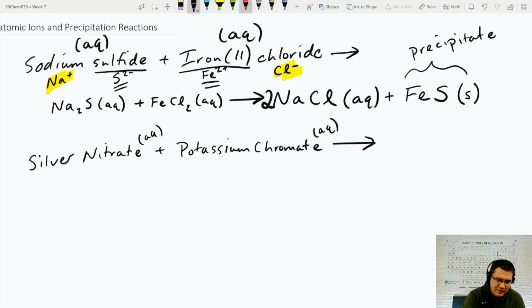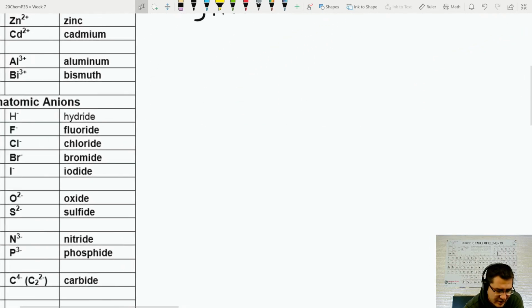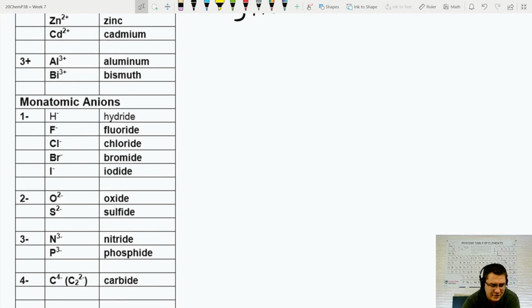Now you may notice, and I got to point this out, the endings of these names are not ides. And in the first example, sodium sulfide and iron chloride, you'll look at this list and look down at your ions and you're going to see lots of ides: hydride, fluoride, chloride, bromide, iodide, oxide, sulfide. Those are all single element ions. They're all ions made out of one element.